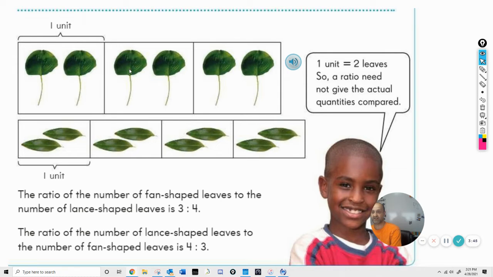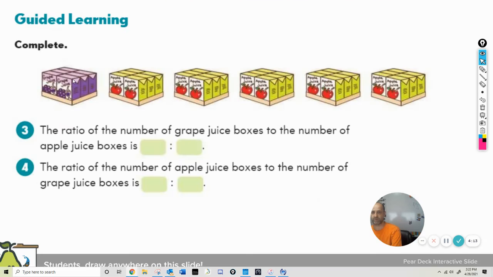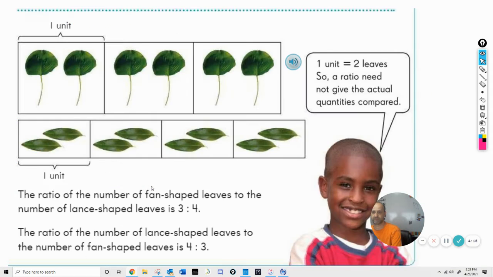So the number of fan-shaped leaves to the number of lance-shaped leaves. If you just do number to number, it's 6 to 8. But if you can group them in equal-sized units, like a common denominator, then the actual ratio is, wait a minute, 4 to 3? Oh, there's 3 groups of fan-shaped leaves, and there's 4 groups of lance-shaped leaves, so then it's 4 to 3. Okay. The number of lance-shaped to fan-shaped, 4 to 3, fan-shaped to lance-shaped, 3 to 4.